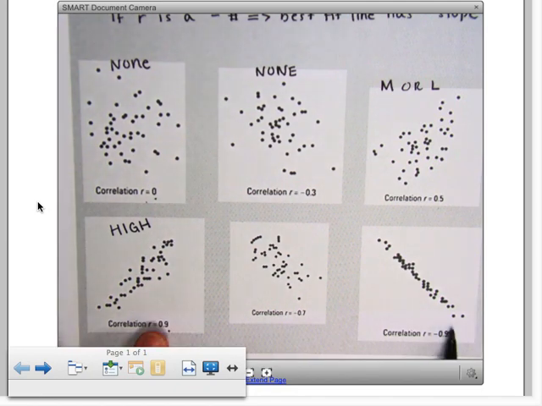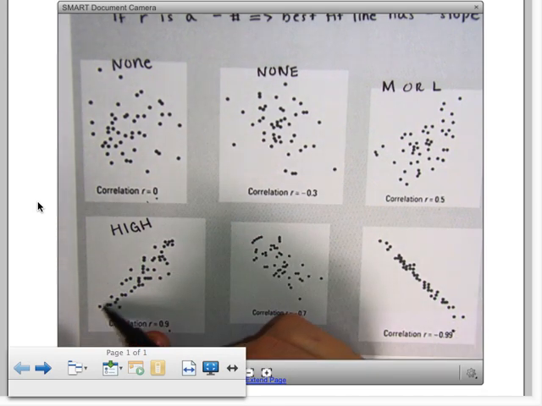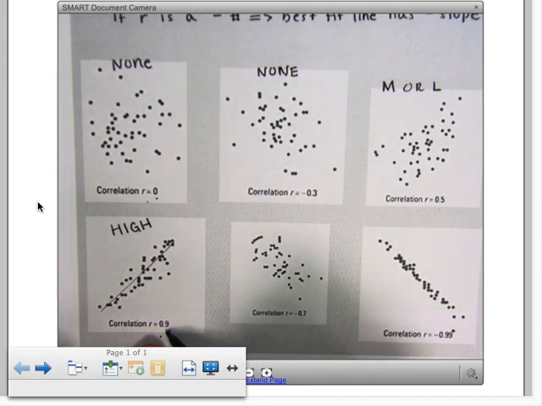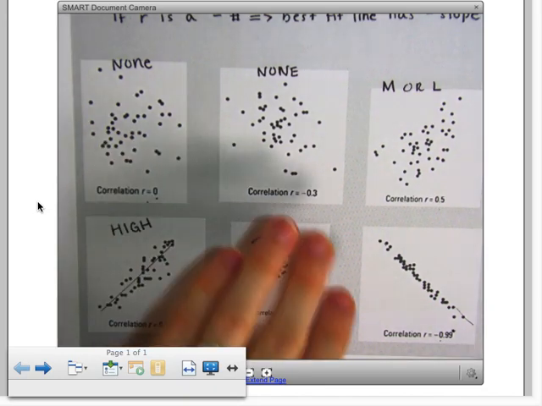Okay, and then compare these two here. They're both very close to a straight line, so they would both be high correlation. This one, the line of best fit, would have a positive slope, so R is positive. This one, the line of best fit, would have a negative slope, so R is negative. All right.